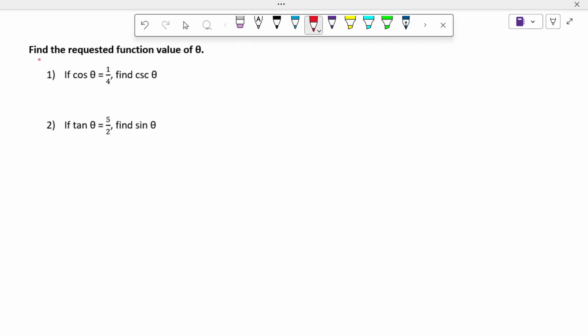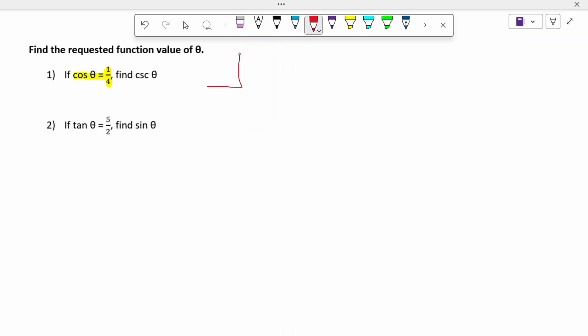So for this problem, it says find the requested function value of theta. And of course, here for question number one, they give us some initial context: the cosine of theta is 1/4, and we're supposed to find the cosecant. Well, first off, based off the information they gave us right here, we could draw a triangle.